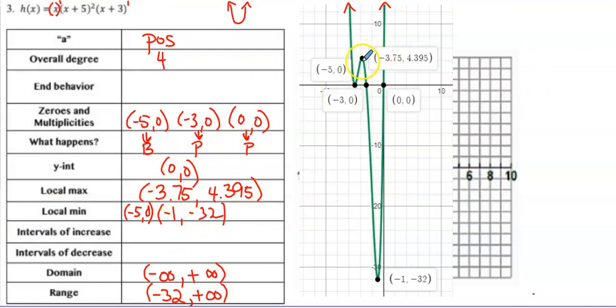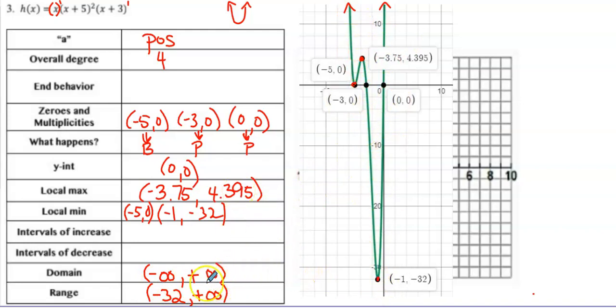Local max, there's 1 right here. Local minimum, there's 2 of them. There's one here because that's a turning point there. And then there's another turning point right here. So at negative 5, 0 and negative 1, negative 32. I went ahead and did the domain and range. Domain is all real numbers. The range starts down here at negative 32 and goes to positive infinity.